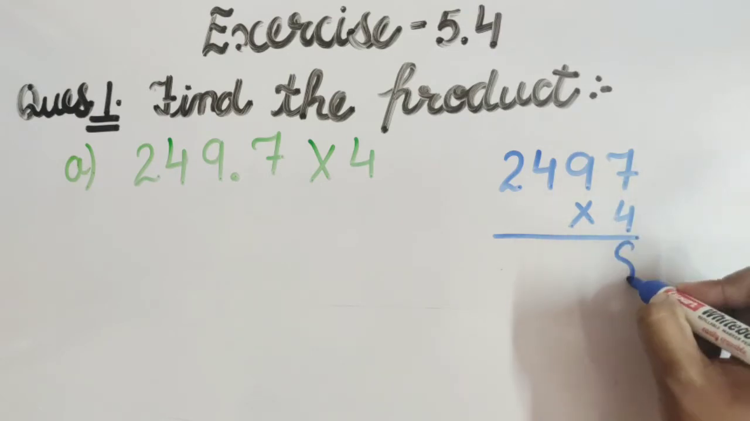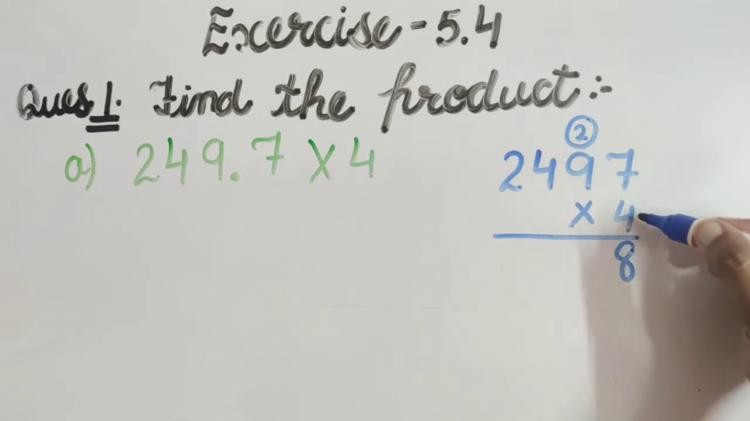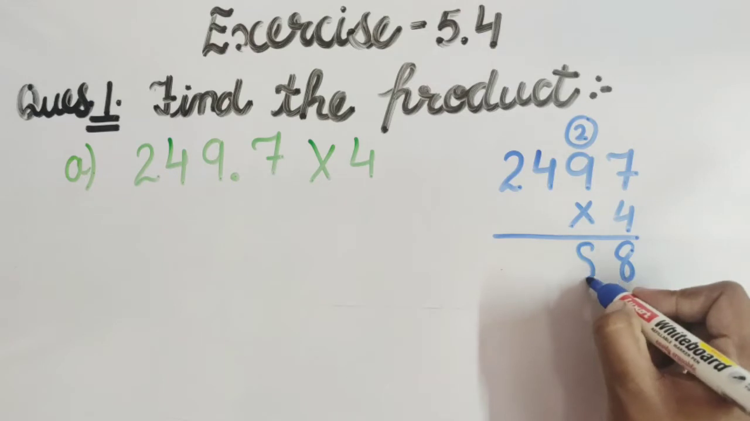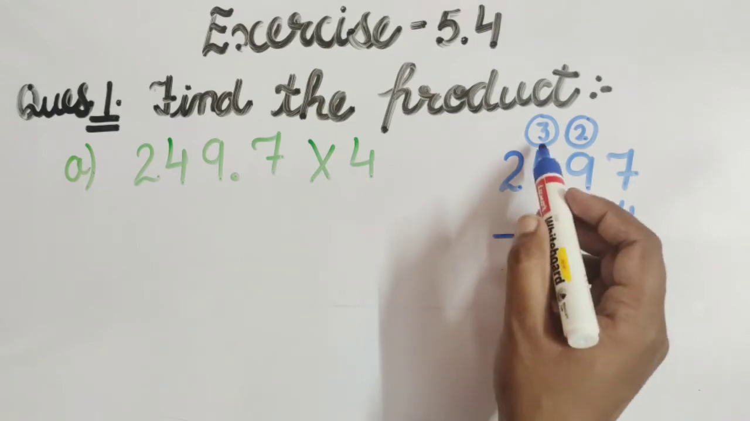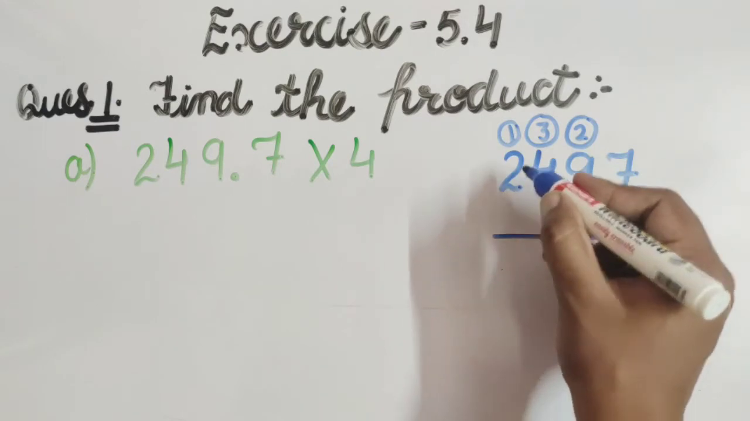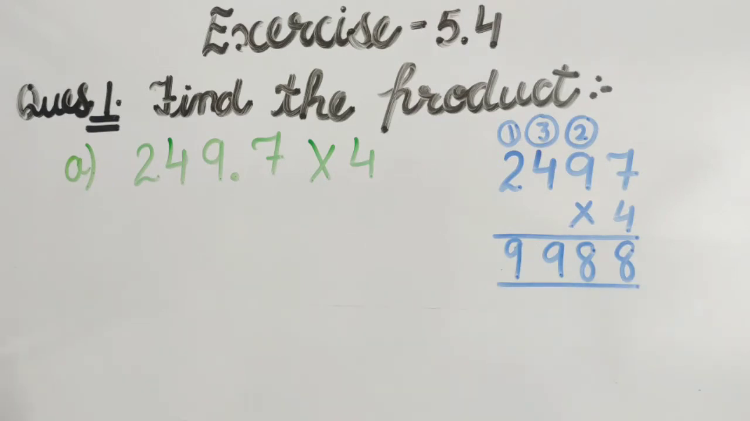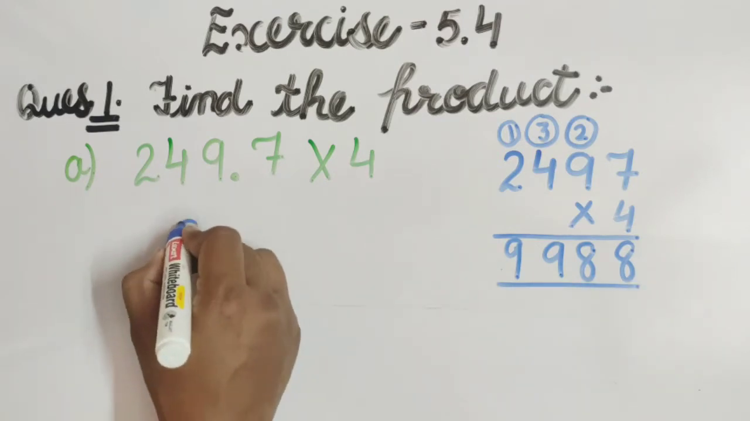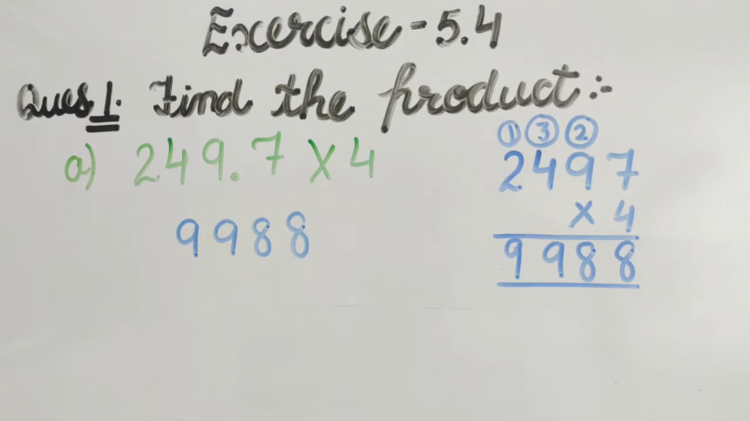Now let's start the multiplication. 4 sevens are 28. 2 will be carry. Now, 9 fours are 36. 36 plus 2, 38. 3 will be carry. 4 fours are 16. 16 plus 3, 19. Now 1 will be carry. 4 twos are 8. 8 plus 1, 9. After doing the multiplication, I got the answer 9,988.